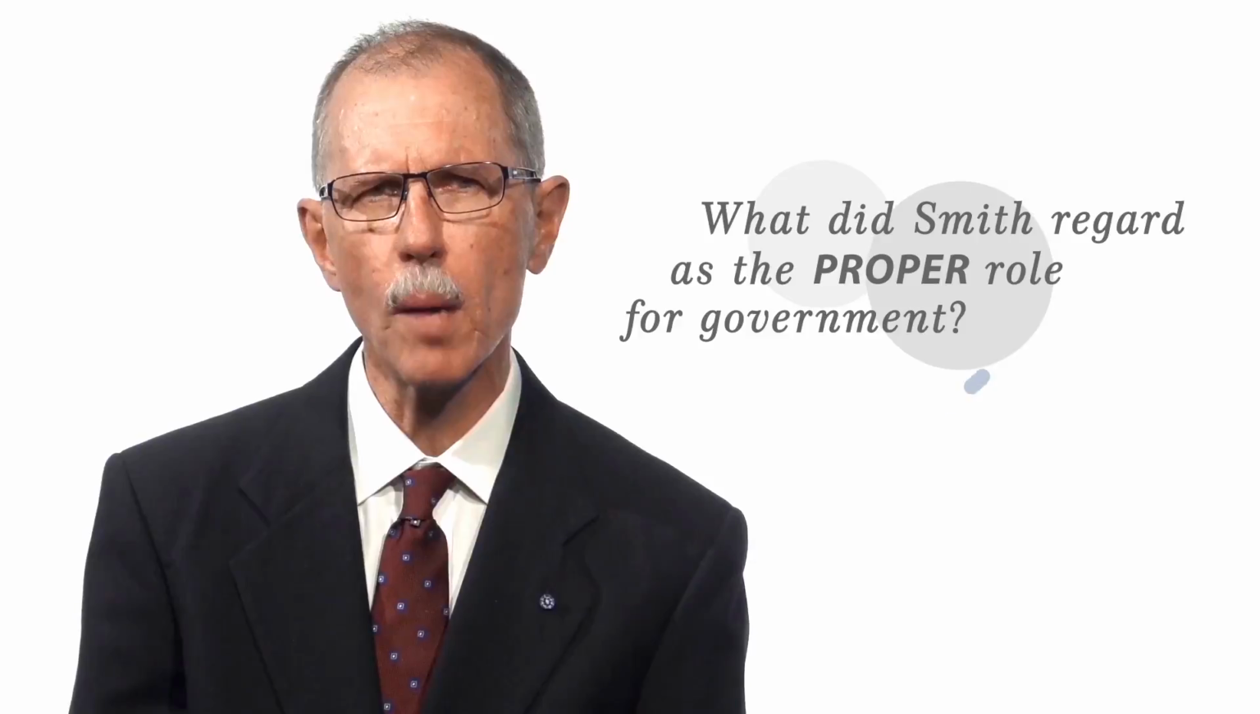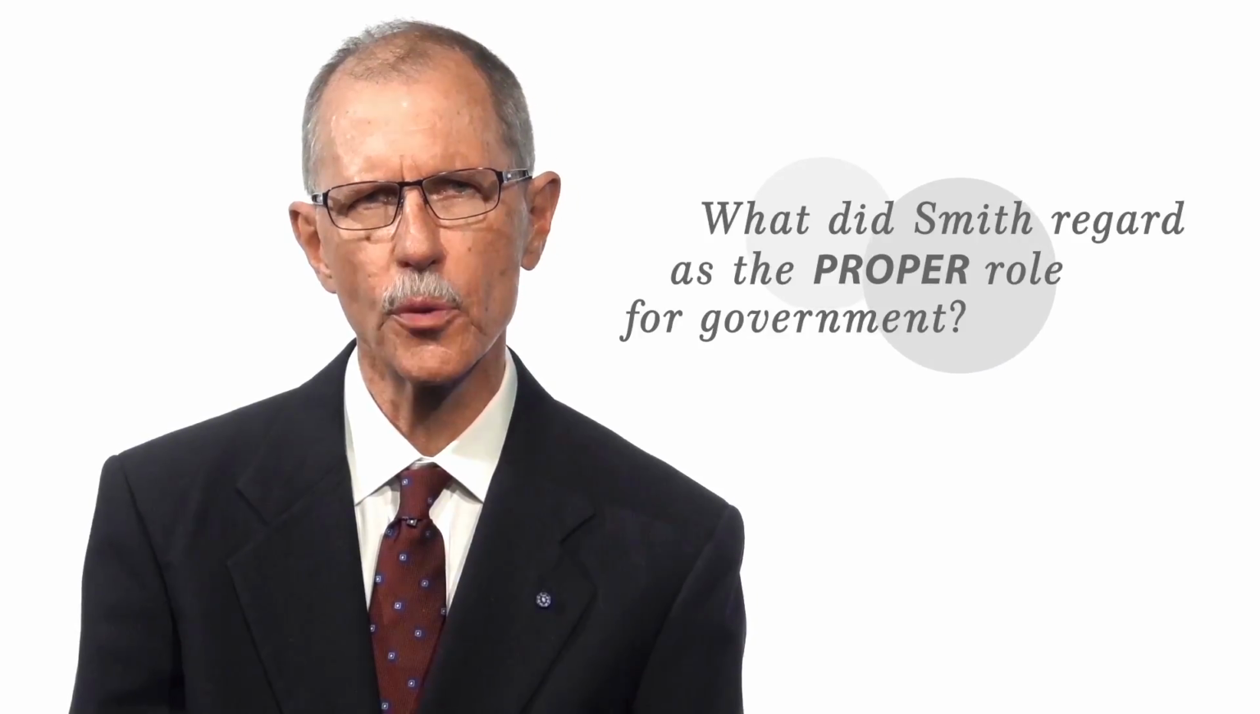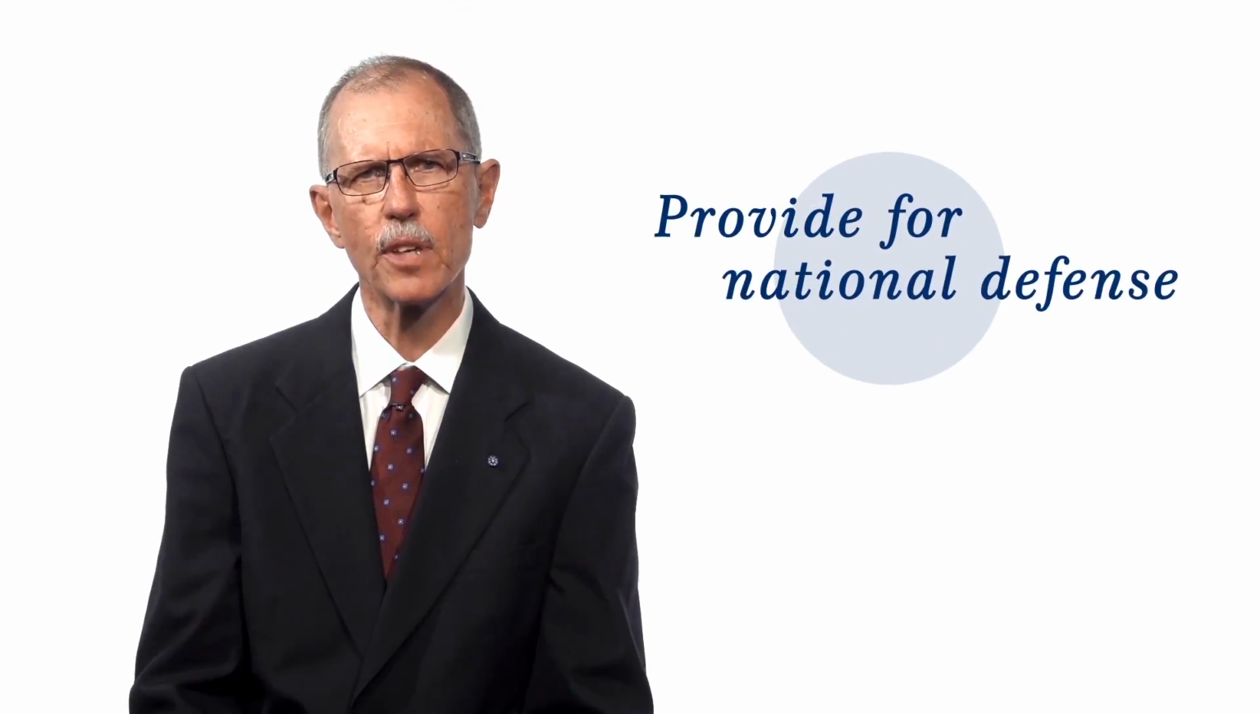What did Smith regard as the proper role for government? There are three. First, provide for national defense. Second, protect and administer justice. Smith regarded justice as a negative virtue. Justice is primarily in what we refrain from doing to one another. Government protects justice by preventing injury to person and property and enforcing promises such as contracts.